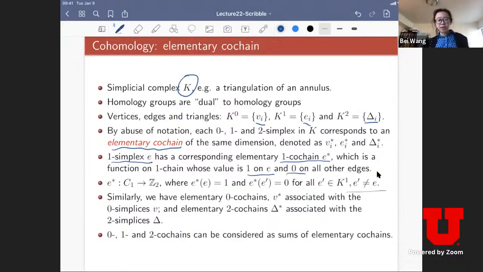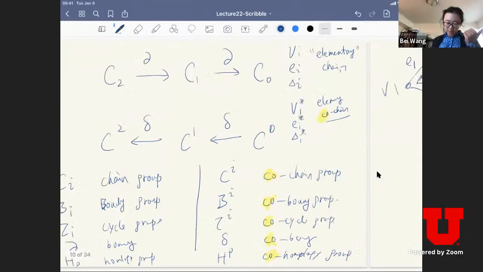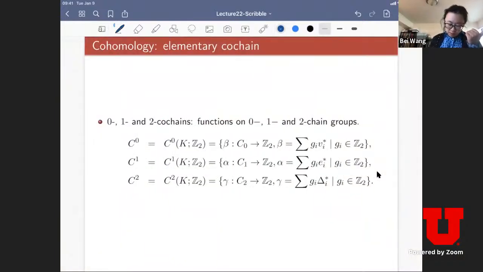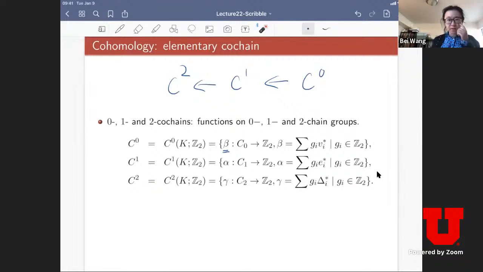But then what we have is we can have elementary 0 cochain, elementary 1 cochain, and elementary 2 cochain. So now, same as before, once I have elementary cochains, I can define cochains as a linear combination of elementary cochains. Okay, so the mathematical writing would be, right, an element in the 0 dimensional cochain is a linear combination of elementary 0 cochains. Again, I'm going to write it as a sum of elementary cochains, where the coefficient is again 0 and 1.